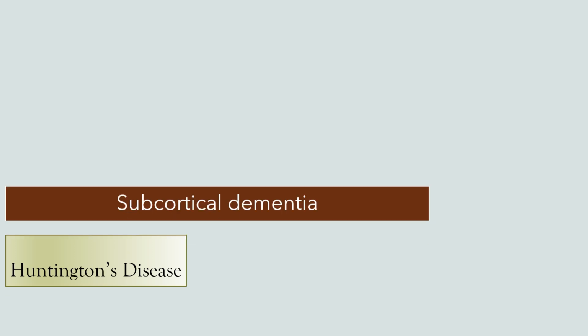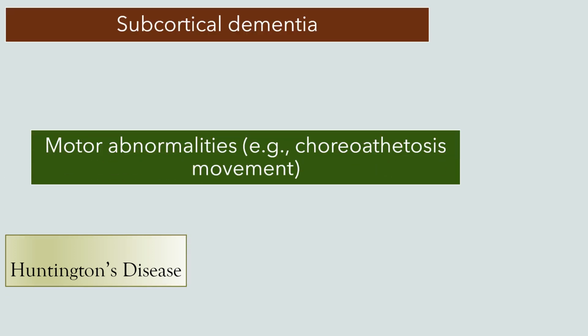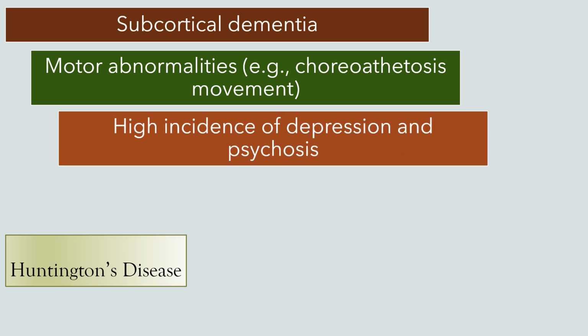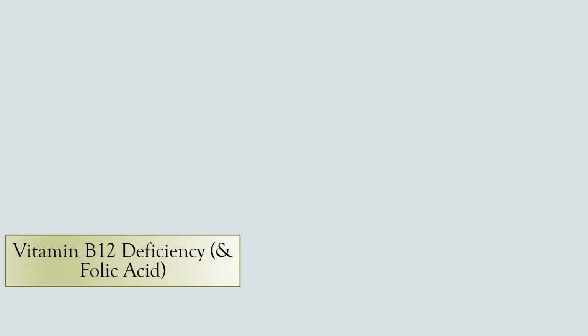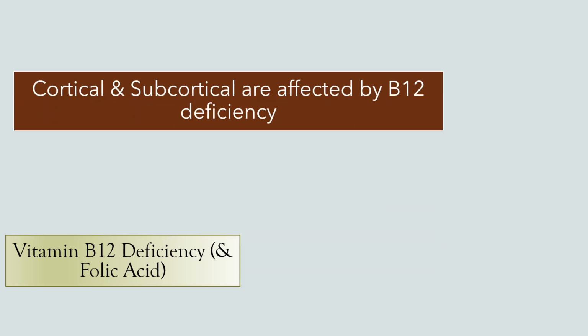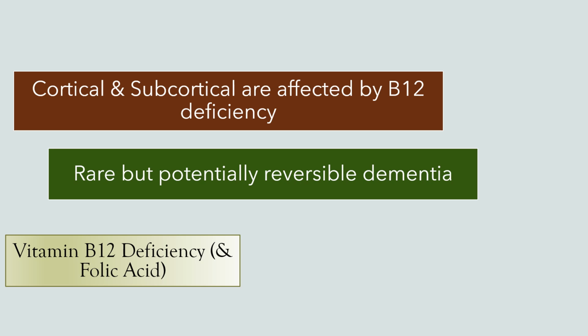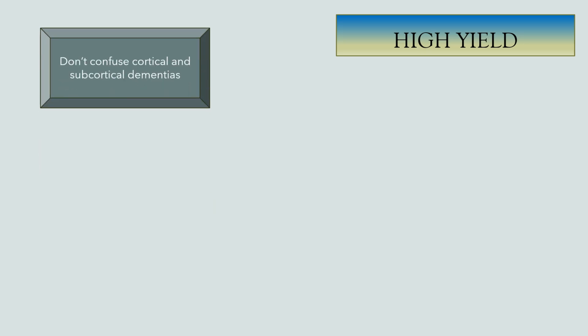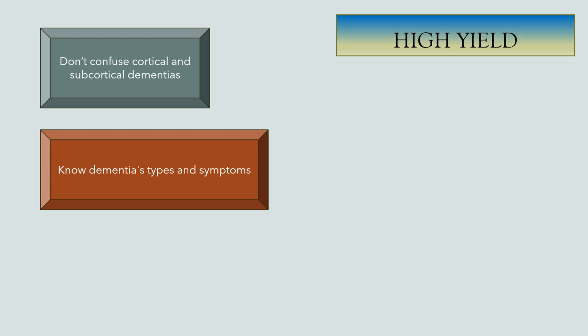Huntington's disease, subcortical dementia, motor abnormalities, high incidence of depression and psychosis. Vitamin B12 deficiency and folic acid: cortical and subcortical are affected by B12 deficiency, rare but potentially reversible dementia. Do not confuse cortical and subcortical dementias. Know dementia types and symptoms.